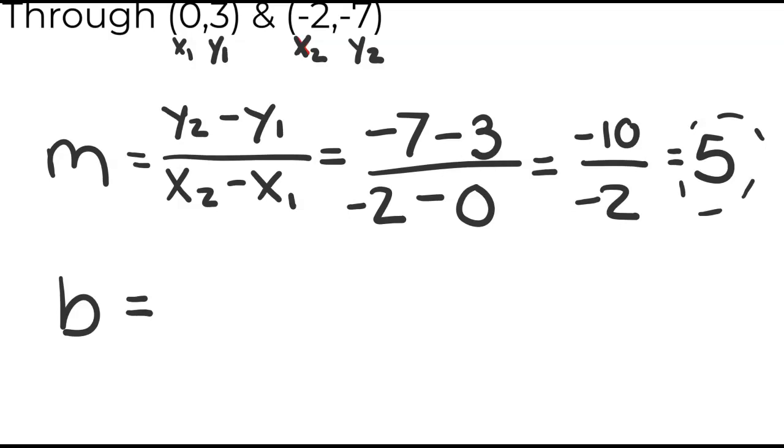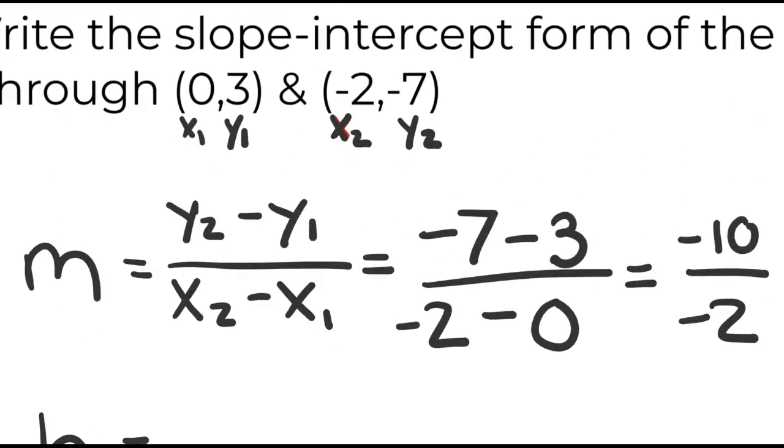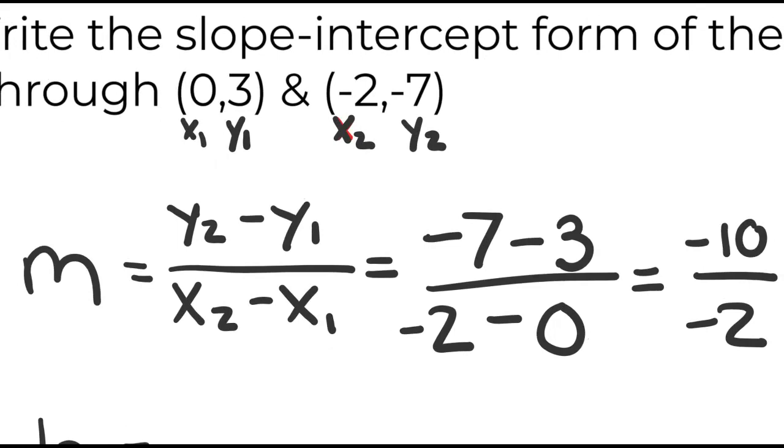Are one of those 2 points a y-intercept? Yes, how do you know? One of them is. Which one do we think it is? Which one's our y-intercept do we think? 0, 3 or -2, -7?